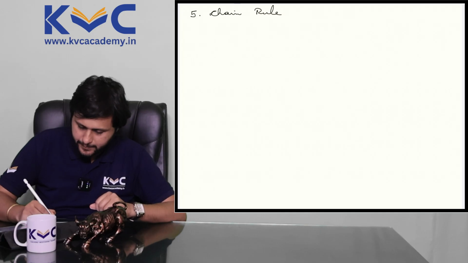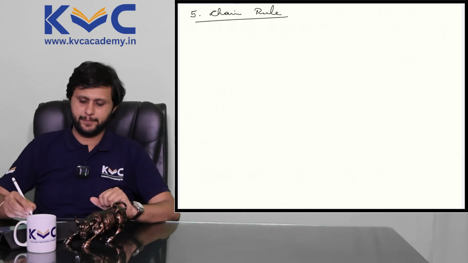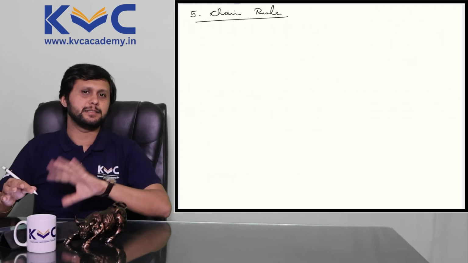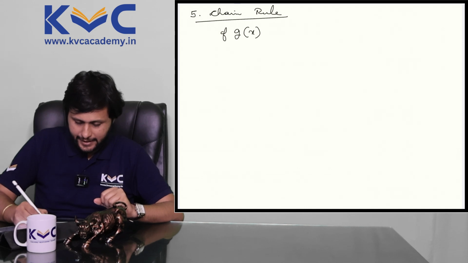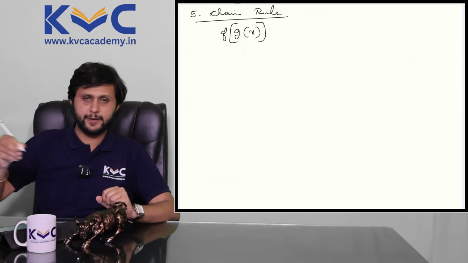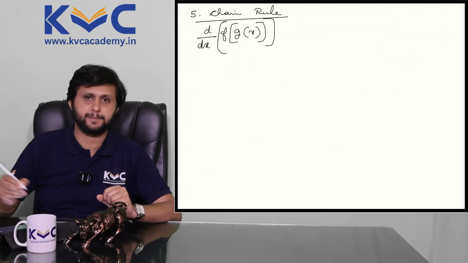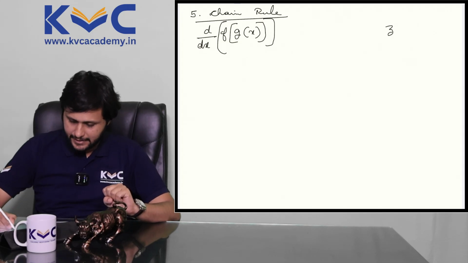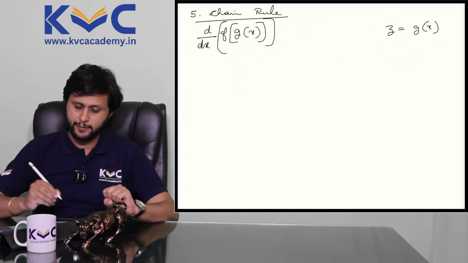chain rule. Okay. Now the difficulty level is going slightly higher, so concentrate properly. Now let's say we have a function inside a function, something which we studied in functions as composite function, that is f of g of x, a function inside a function. If we have to differentiate this, that is d by dx of this function, first step, I'm going to write z is equal to g of x. Z is equal to g of x.